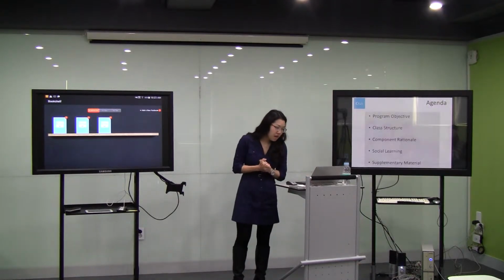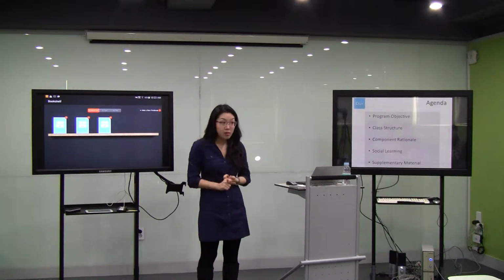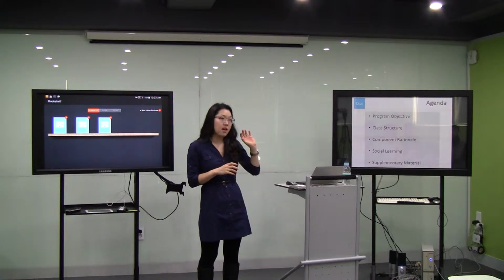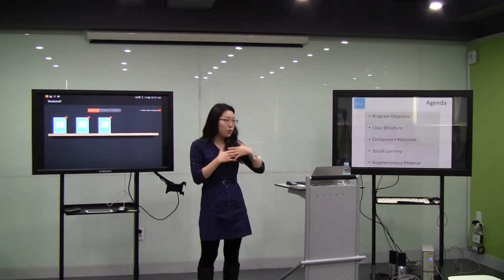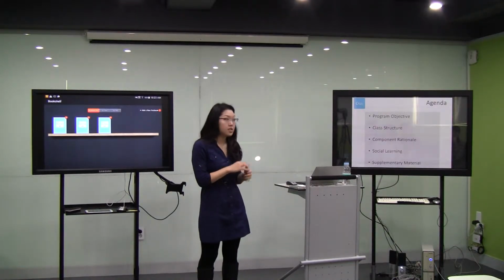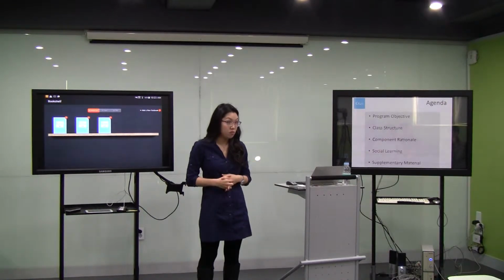A couple of things that we'll go over that many of you may already know are the program objective and the class structure. A lot of the class structure has stayed very much the same. Then the component rationales, and something that we're really trying to push is social learning. We'll talk about that as well and how we can tie that into C-FUN, and what we've made more supplementary material rather than homework-based or required for the 3.0.